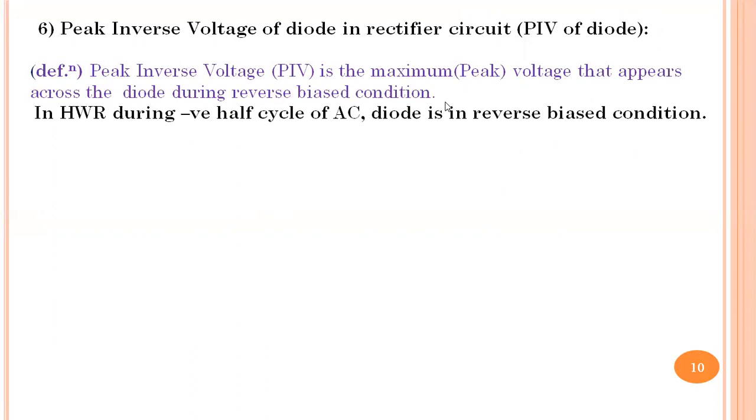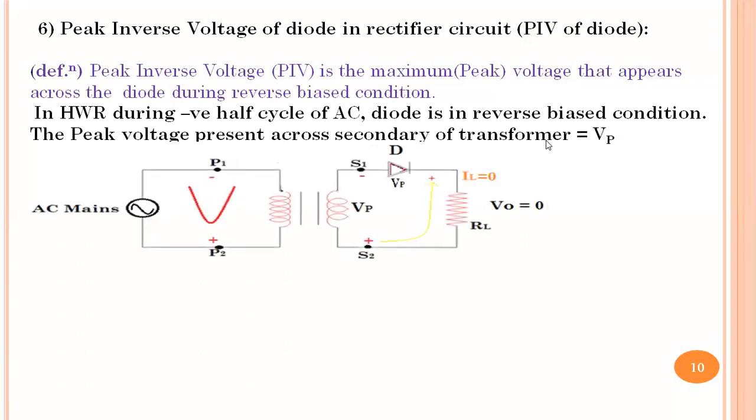It is found that in case of half wave rectifier, we observed the condition of the diode during the negative half cycle is under reverse biased condition. Let us see here. Assume that the voltage present across the secondary, here S1 and S2, is V peak. This V peak will be the very same as the peak voltage present across the primary, only of low value. The negative half cycle produced here is the same as that of the input, but plus up, down minus up.